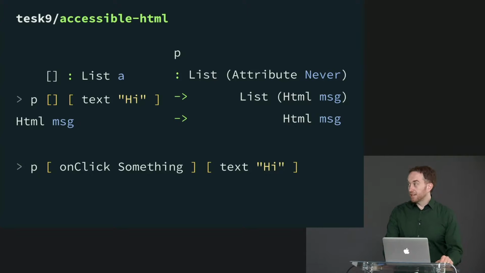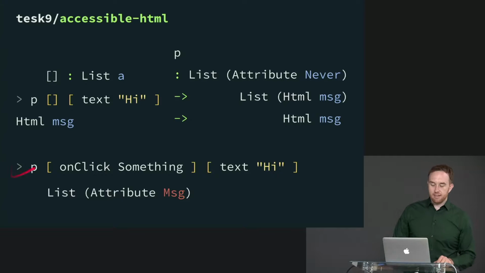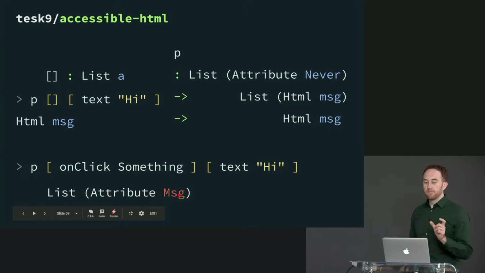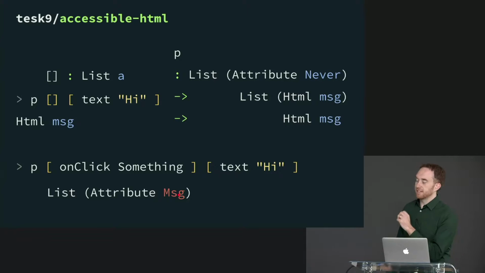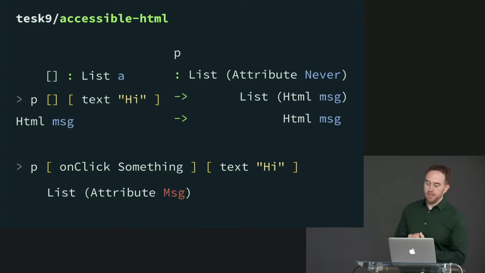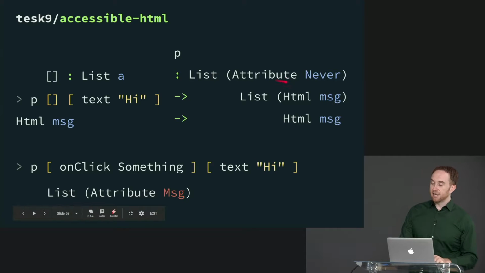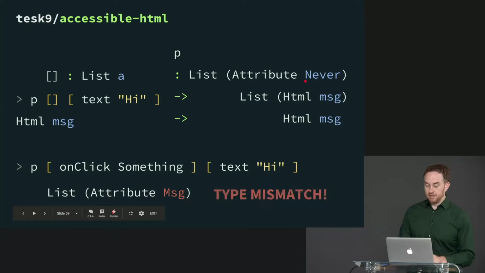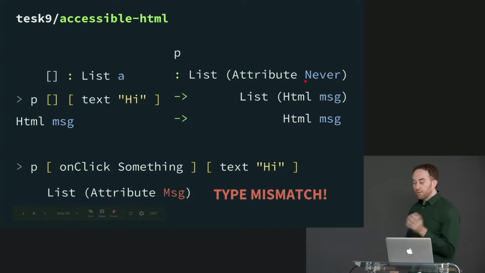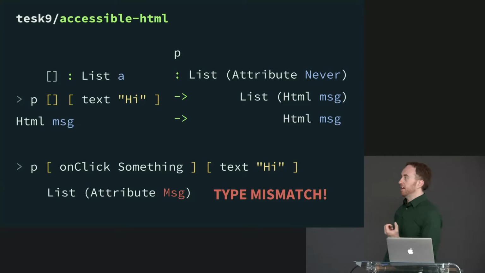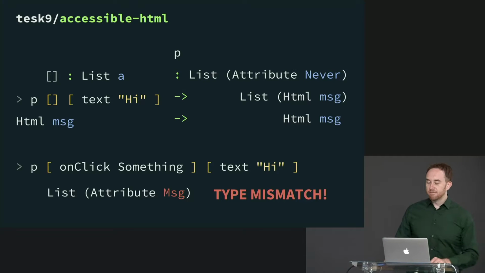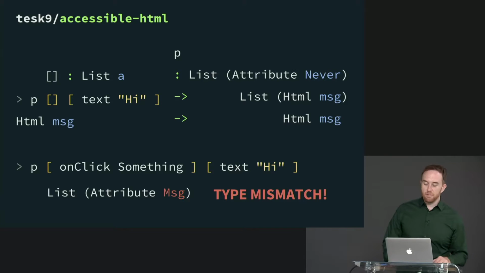Now let's try to put a click handler on it. Well, now we have a problem because this produces this right here. This is a list of attribute message with a capital M, as we saw before. That is a bound type variable. It is a concrete type. It is our message type. It is most emphatically not attribute never, which is what this type demands. So this will be a type mismatch. I tried to put a click handler on my paragraph and it did not compile. Ouch. But good for accessibility. That was the whole goal.